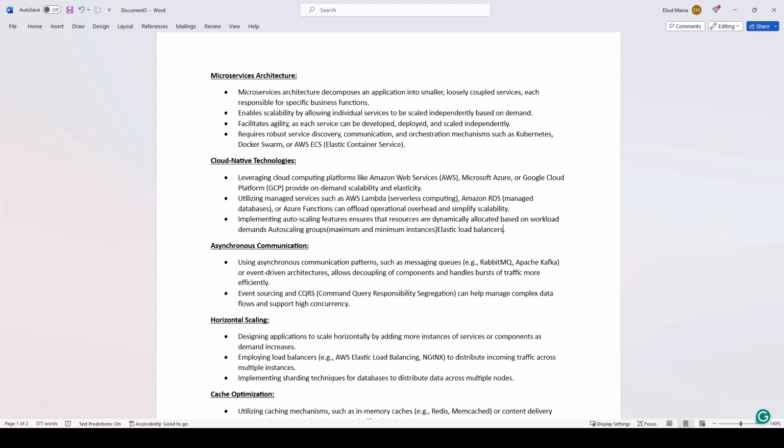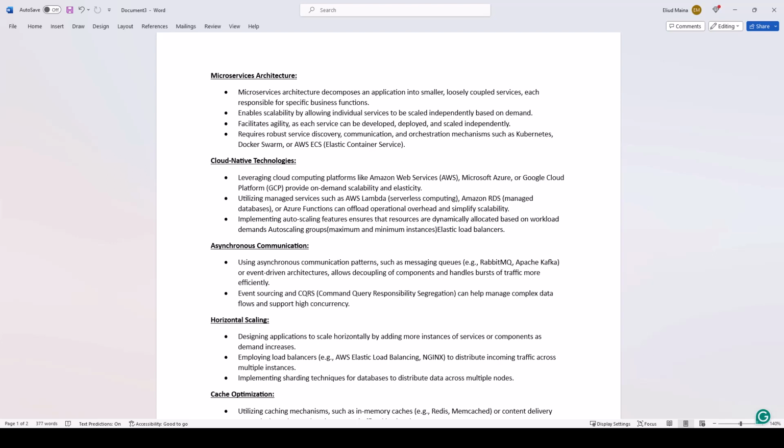Also, implementing auto scaling features ensures that resources are dynamically allocated to workload demand. Especially using auto scaling groups in AWS, you can minimize and maximize instances during peak hours and off-peak hours. Some of those instances can scale in and scale back depending on the traffic of the application. And also you can use an elastic load balancer. This can help you distribute your traffic across different services, so it helps the application become stable and meet customer demand.